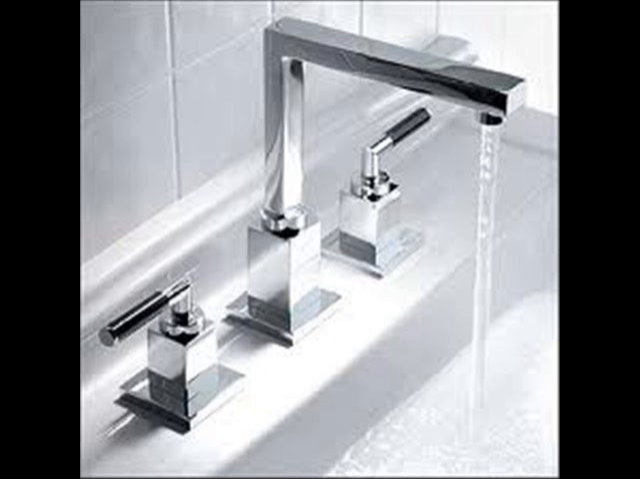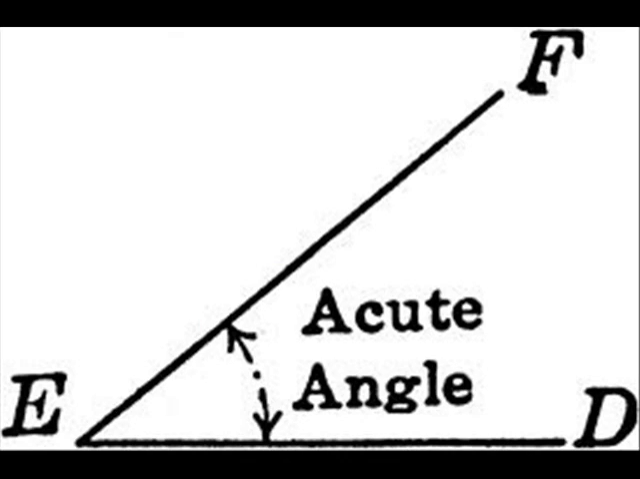This sink is another example of a right angle. The faucet and the handles both extend with 90-degree angles. Here we have an acute angle. This angle is less than 90 degrees and greater than 0 degrees.